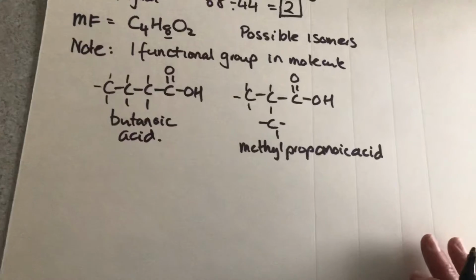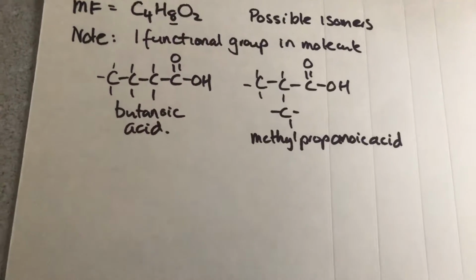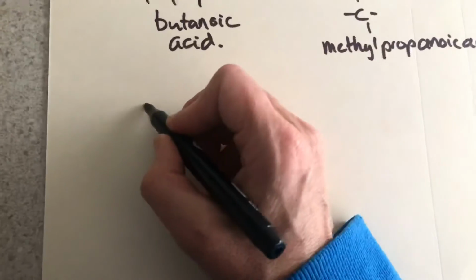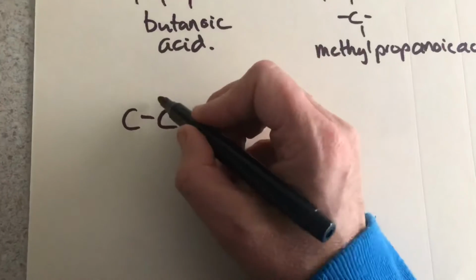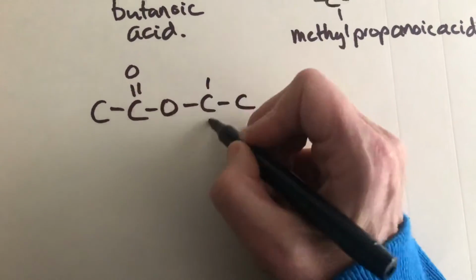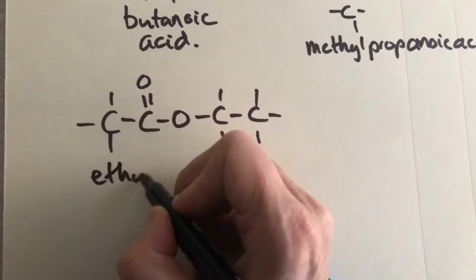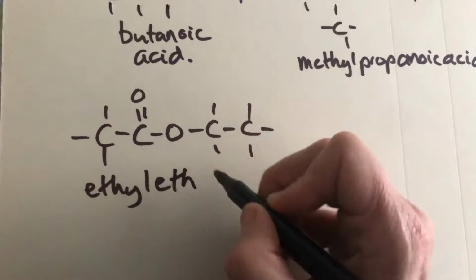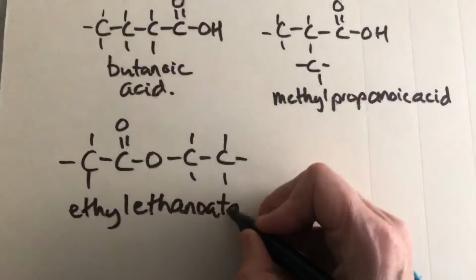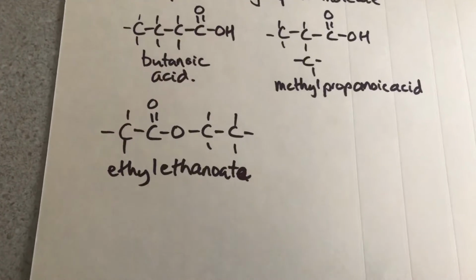Okay, an ester has a double bond in it, so it's going to reduce the number of hydrogens and it also has 2 oxygens. So let's make our most simple ester. So we're going to have 2 carbons here and 2 carbons here. So we've got 2 carbons on each side. So this is ethyl ethanoate. Now if you can't remember how to name these, go and have a look at my video on naming esters.